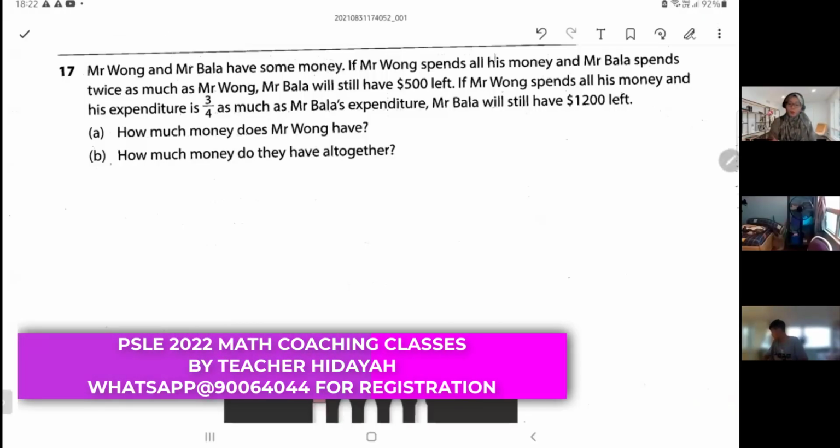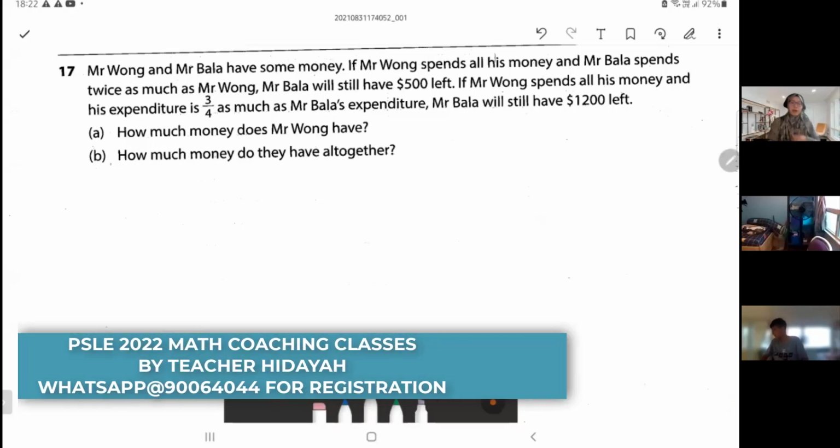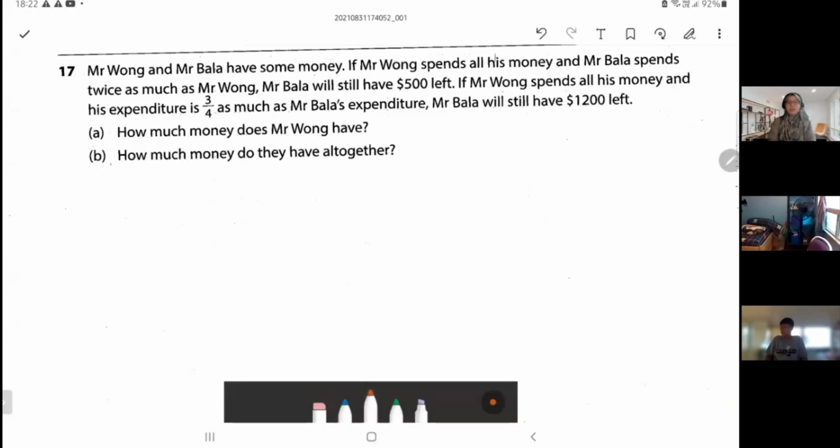Okay, so Mr. Wong and Mr. Bala have some money. If Mr. Wong spends all his money and Mr. Bala spends twice as much as Mr. Wong, Mr. Bala will have $500 left.